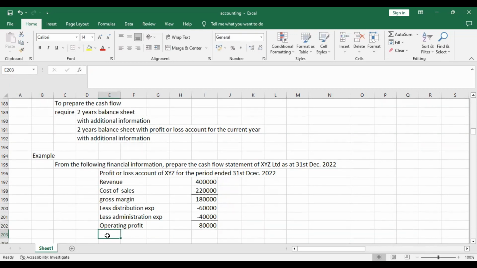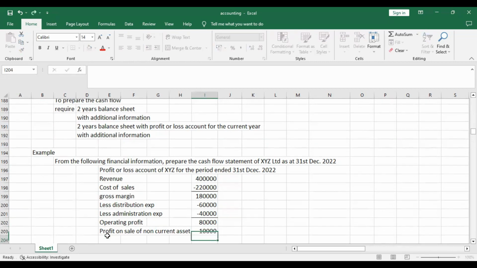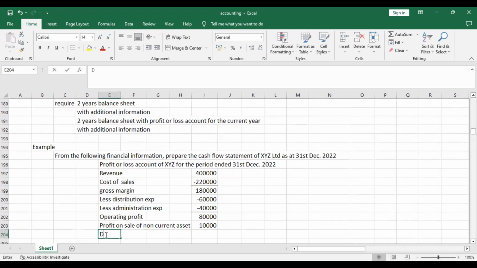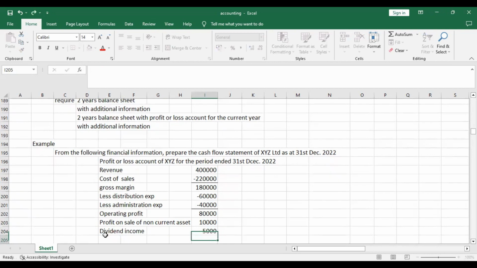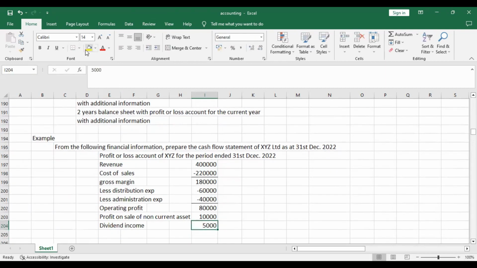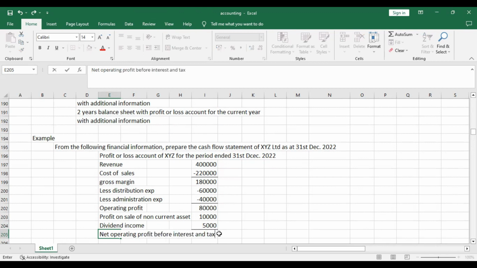Then you have been given profit on sale of non-current asset. Assume they have given 10,000, and you have also been given dividend income of 5,000, suppose. Then what do we get? Net operating profit before interest and tax. How much is it? 95,000. Check the figures.